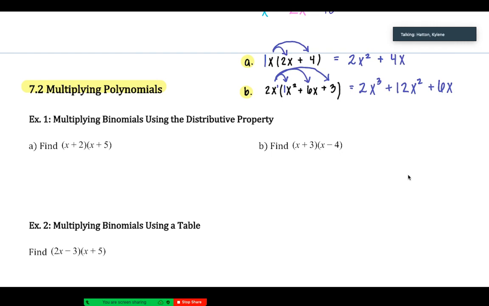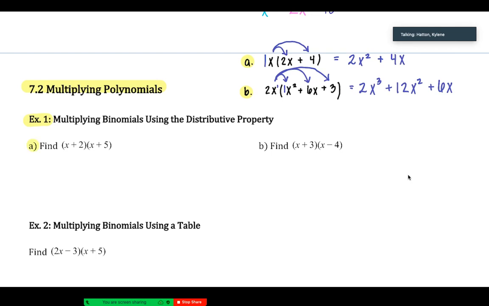So that was just a recap of the distributive property and including different properties of exponents there. Now we'll move down to example 1, where it says multiplying binomials using the distributive property. In section 7.2, between today and tomorrow, we're actually going to learn 3 different ways to multiply binomials. This is just the first way. Today, we'll learn 2 today and 1 tomorrow. Both of the ones today are just building up to the method for tomorrow.